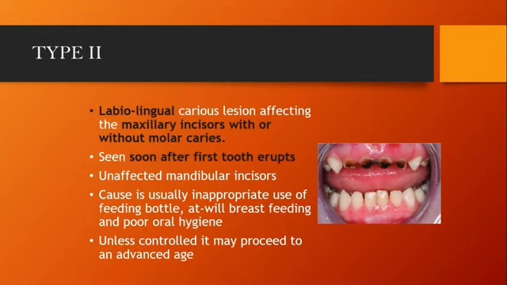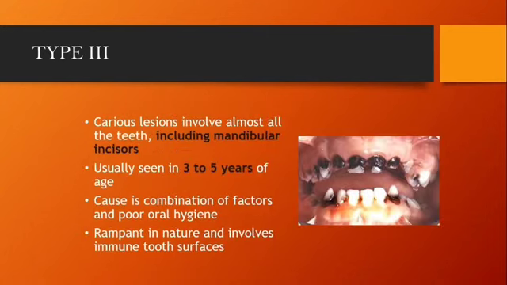Type 2 is a little more advanced: labiolingual carious lesions affecting the maxillary incisors with or without molar caries. There can be molar caries or there may not be, and it is seen soon after the first tooth erupts. The mandibular incisors, as you can see in the picture, are unaffected by the caries. The cause is usually inappropriate use of the feeding bottle, at-will breastfeeding, and poor oral hygiene. Unless controlled, it may proceed to an advanced stage.